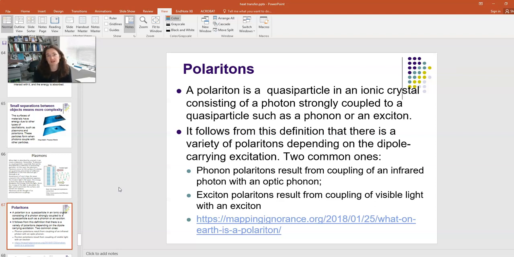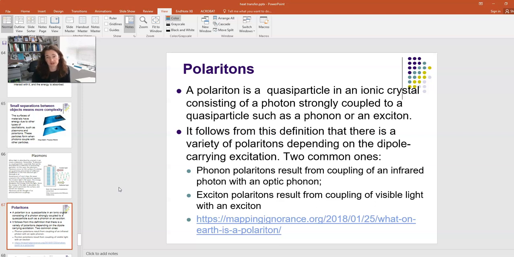Remember that an exciton is an electron-hole pair. Usually in a semiconductor, an electron-hole pair is created. So that's another quasi-particle. So it follows from the definition that there's a variety of polaritons, these quasi-particles, that can depend on the dipole carrying excitations. So there's a couple of common ones.